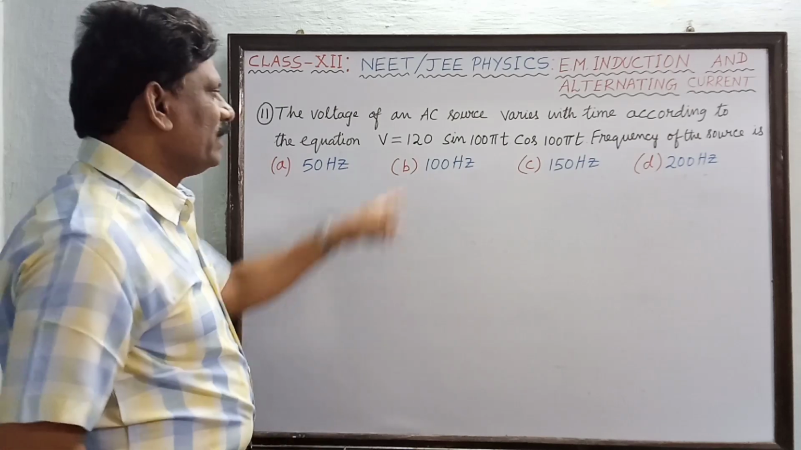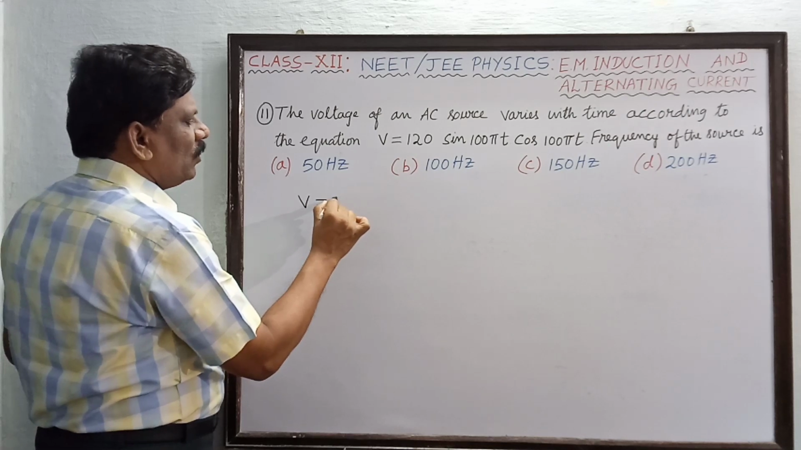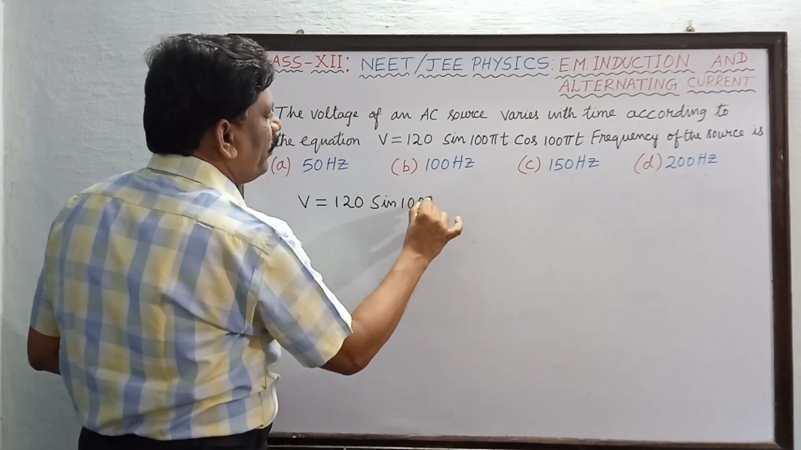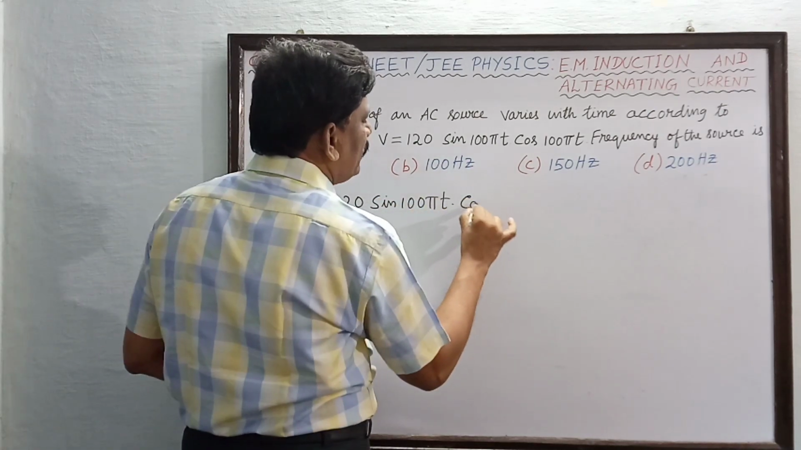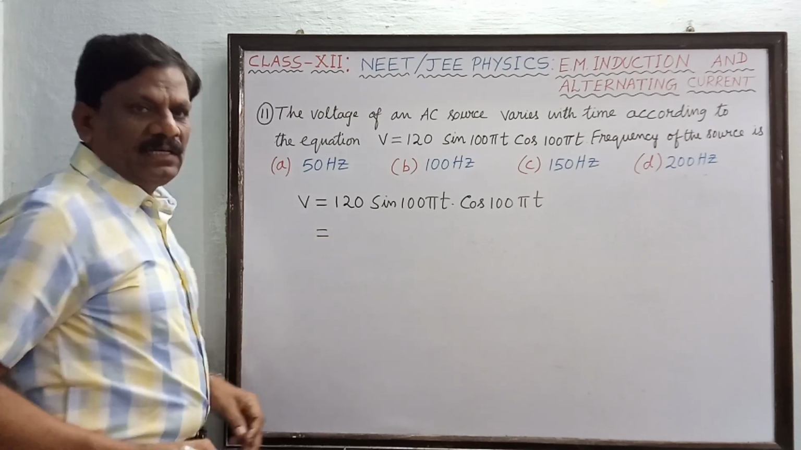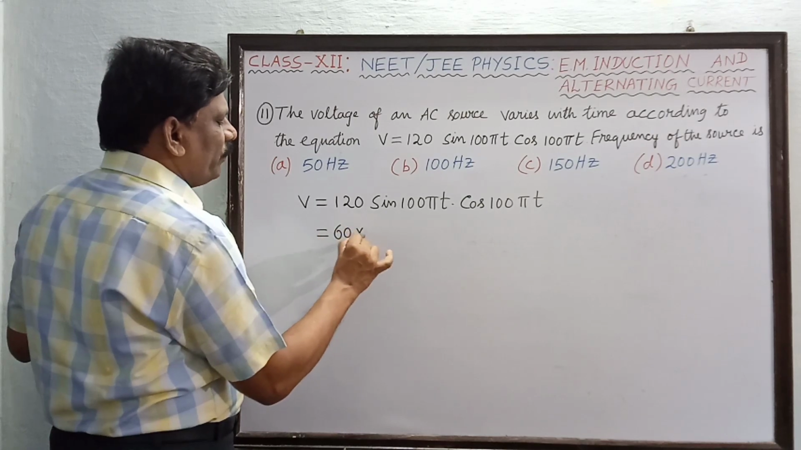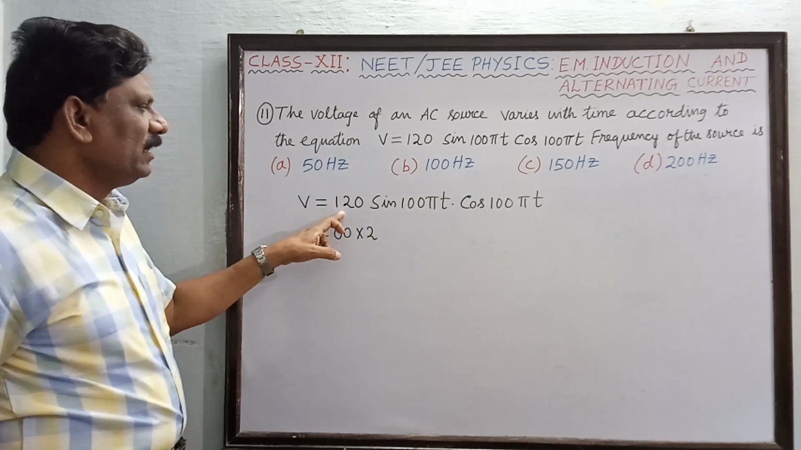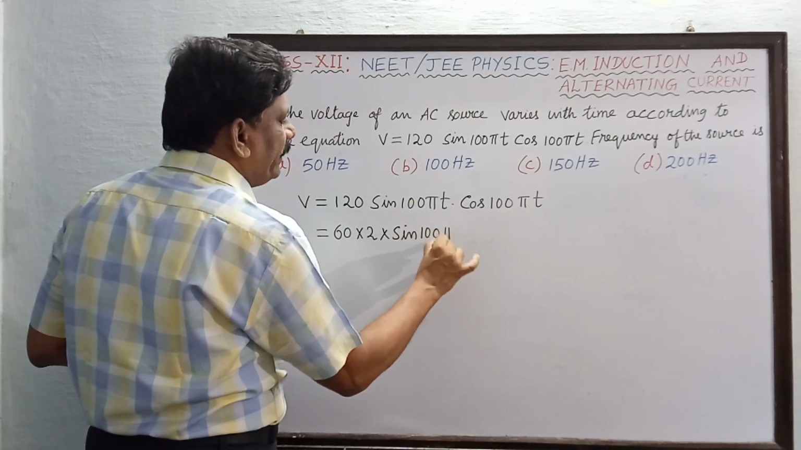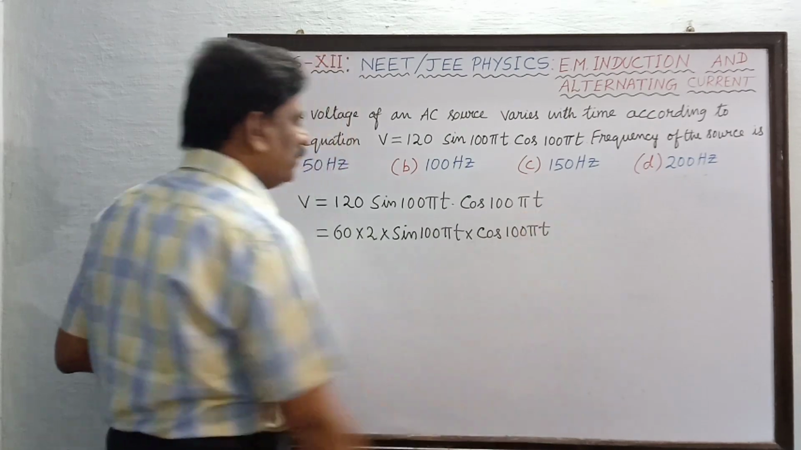We have to start from the equation. The voltage source V is equal to 120 sin(100πt) cos(100πt). So I can split this as a product. 120 can be written as 60 into 2. So V = 60 × 2 sin(100πt) cos(100πt).